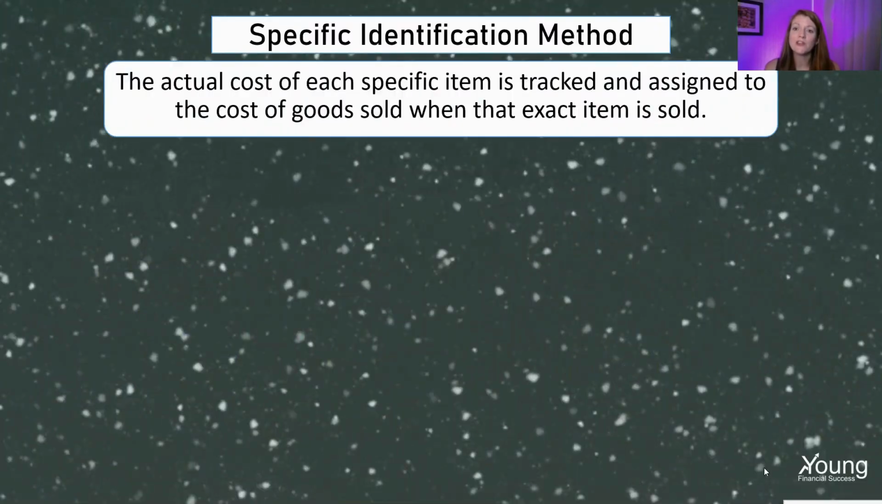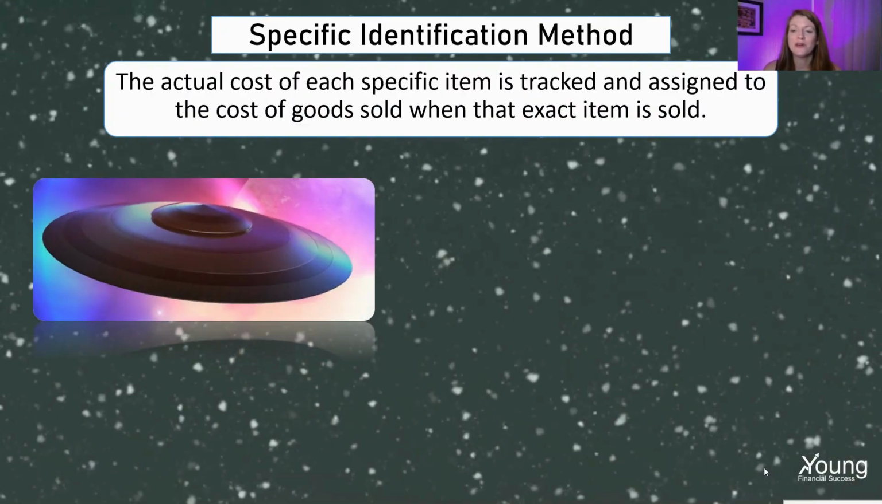So first, let's look at the most rarely used method, which is specific identification, and you'll see why this is the most rarely used. This is where the actual cost of each specific item is tracked and assigned to the cost of goods sold when that exact item is sold. So a good example of this would be cars. But we're not going to use cars in our example because we have Galactic Gadgets. So we're going to use UFOs.